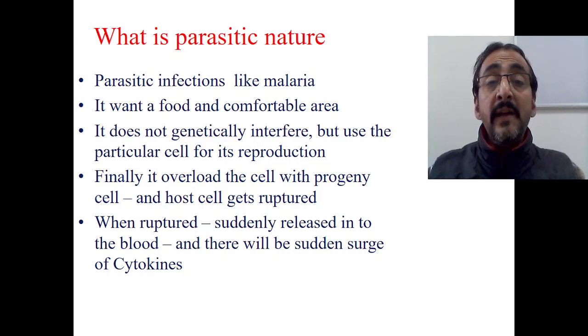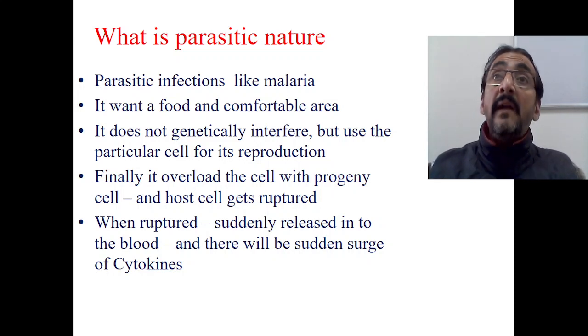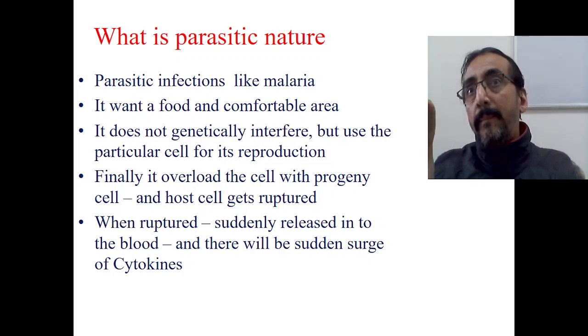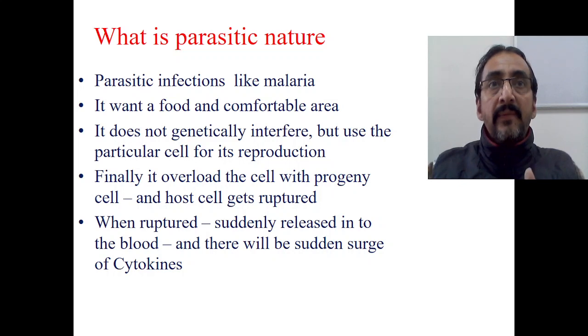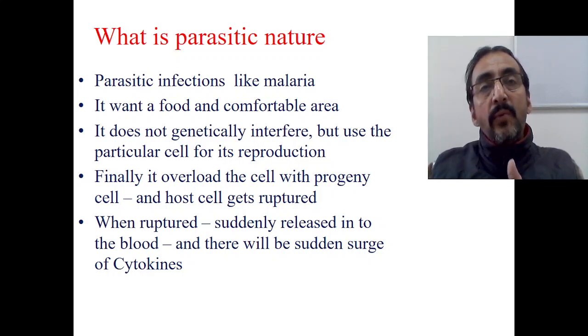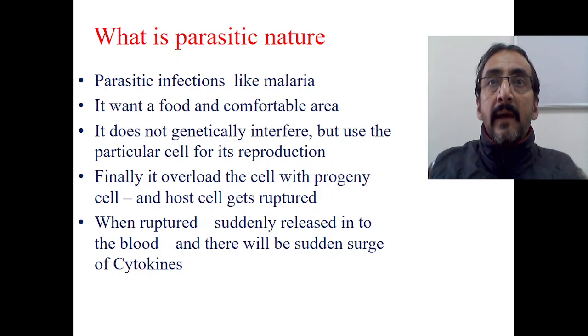So when they rupture and are suddenly released into the blood, there will be a sudden surge of cytokines and a sudden rise of temperature. Therefore a parasitic fever always comes in gaps, maybe a 1 day gap, 2 day gap, 3 day gap, or 4 day gap, because during that gap the parasite is multiplying inside a safe cell. The fever comes only when it ruptures into the blood. So this basic point we have to understand.